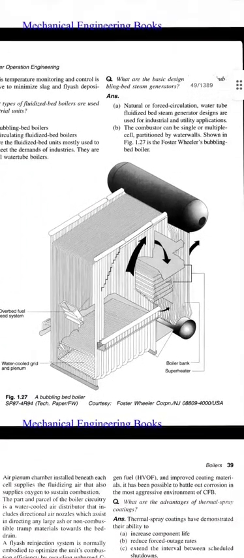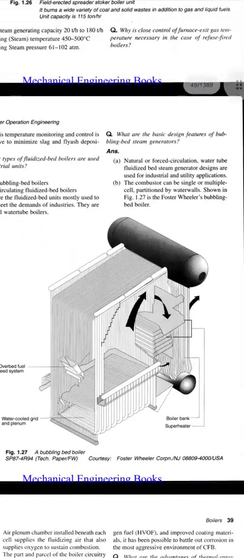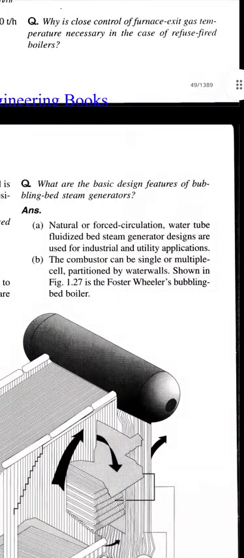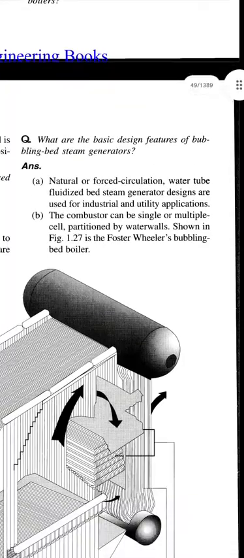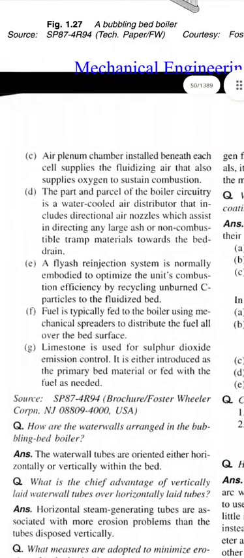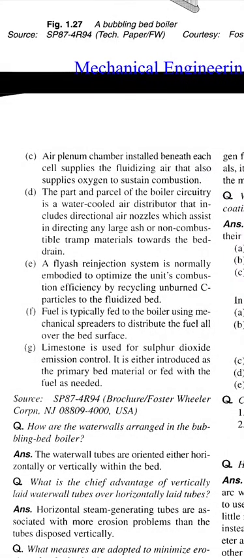The continuation of the answer to the question, what are the basic design features of bubbling bed steam generation? Answer, natural or forced circulation water tube fluidized bed steam generator designs are used for industrial and utility applications. B. Combustor can be single or multiple cell partitioned by water walls, shown in figure. So the next, C. Air plenum chamber installed beneath each cell supplies the fluidizing air that also supplies oxygen to sustain combustion.